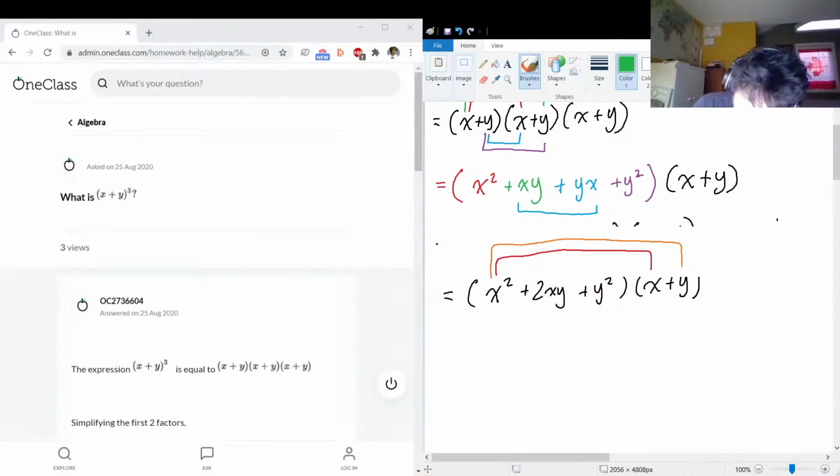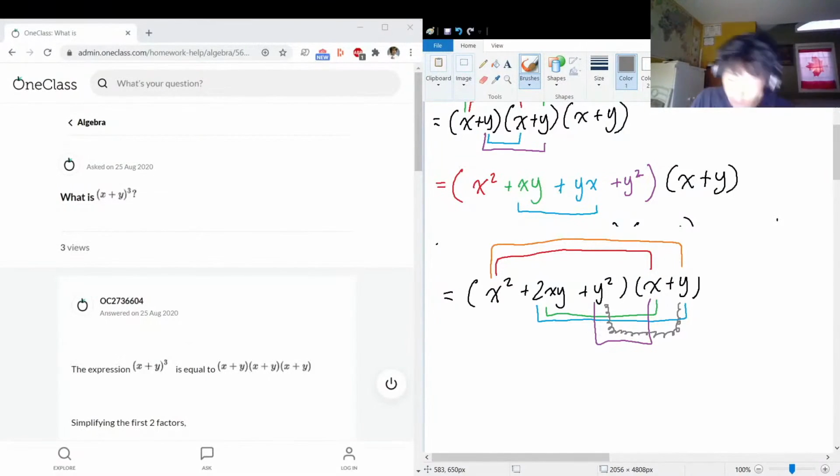The next two things that we want to multiply together would be this term, the 2xy, multiplied with x, and then we multiply that with the y. And the last term we can do in purple. The y squared has to be multiplied with the x, as well as with the y. I'll just make it a little bit curly to make it special. It's always good to be special.